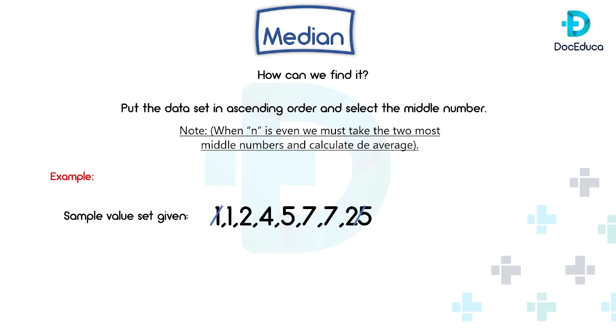So we're going to do this and take the two most middle numbers, and those are 5 and 4. We're going to calculate the average, and the result is going to be the median. In this case, it's 4.5.